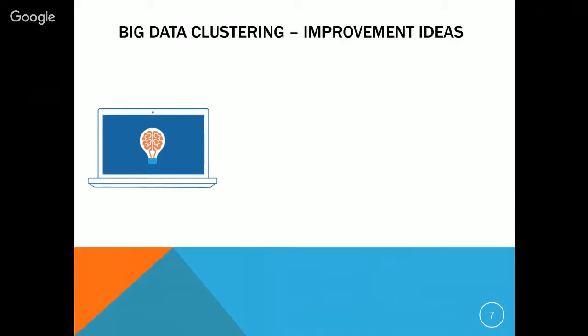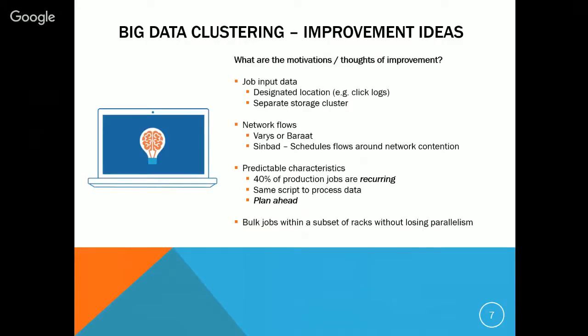So what are some motivations, some improvement ideas for big data clustering? One of them is the job input data. What can we do with job input data? One of the approaches that have been discussed here is to place job input data in a fixed designated location before the job actually executes. So we can upload data to a desired and specific location.